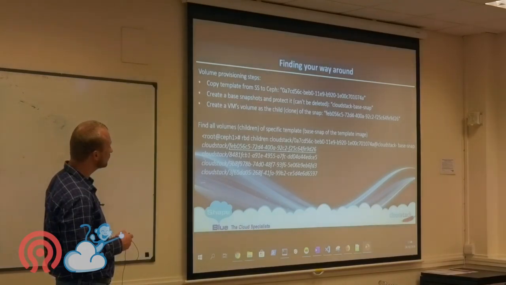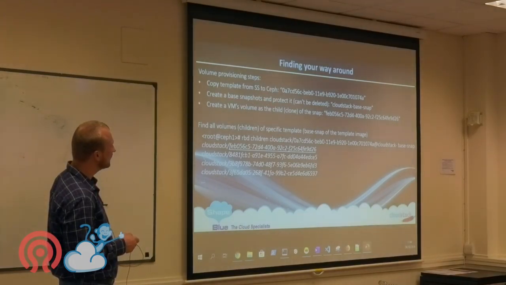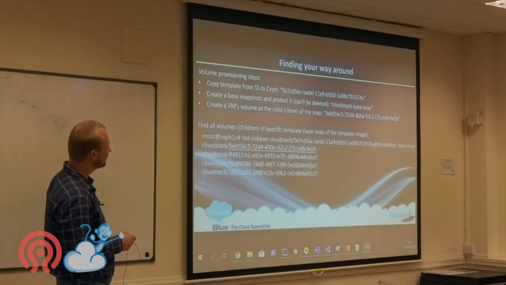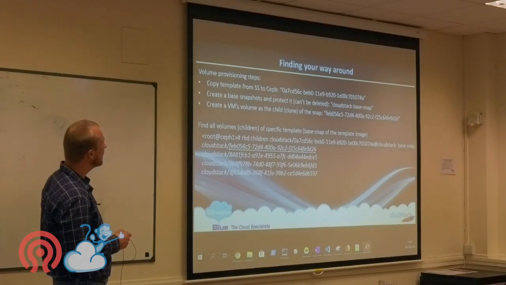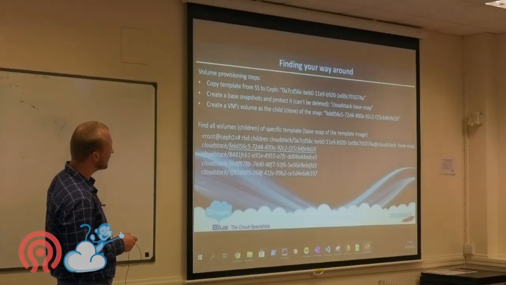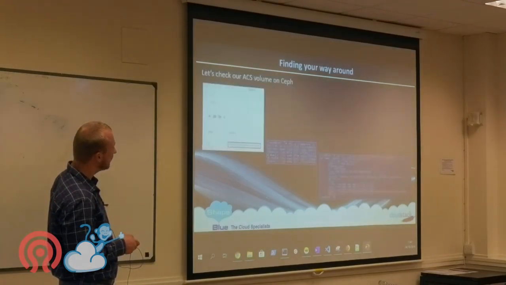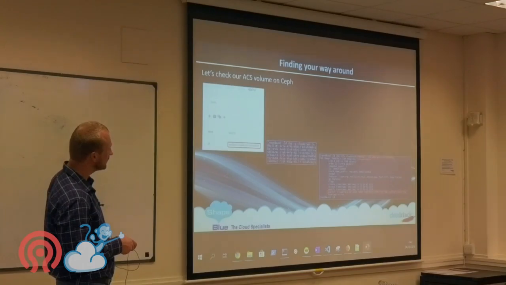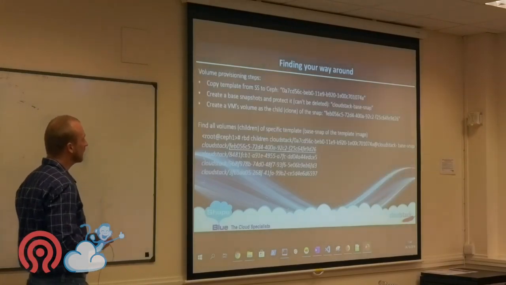We'll create a snapshot, which we will call a base snapshot, give it some hard-coded name, though the name is obviously not important, protect that snapshot, and then create child images, or actually we'll use the clone command to create the volume. And this FEB0 is our volume, which is created from the specific image, and we specify the snapshot name. So that's how it works in CloudStack.